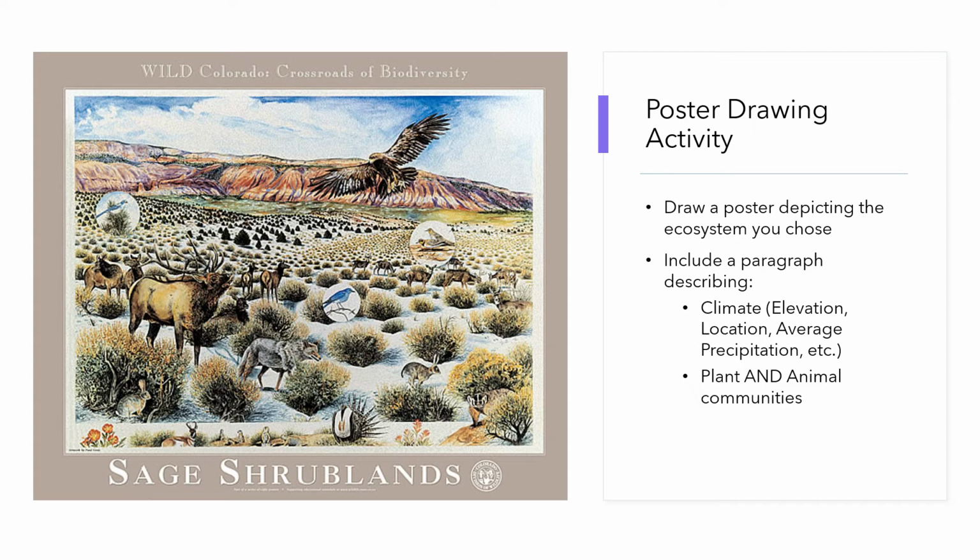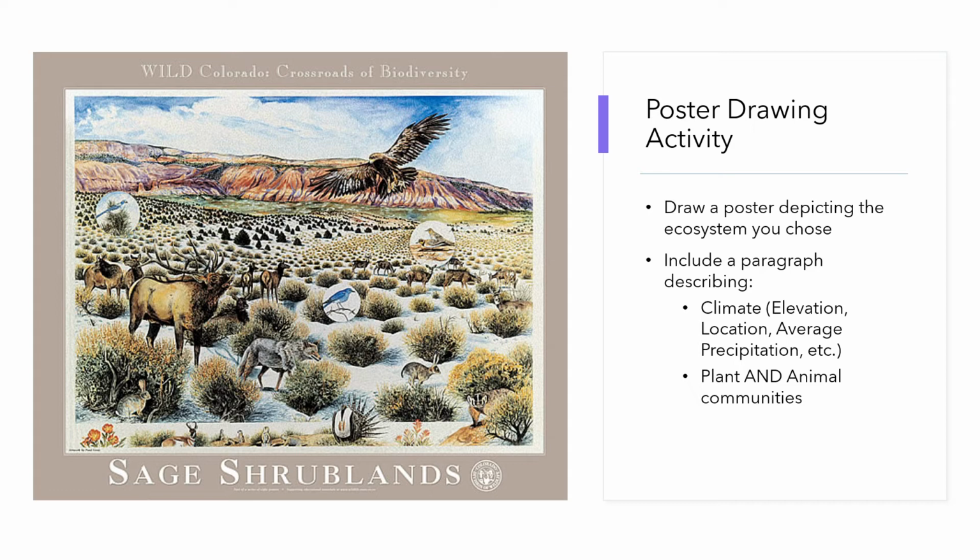In addition to that, I want you to type up a little paragraph describing the climate. So, what's the elevation? Where is it located? What's the average precipitation? Those kinds of things. You can include more things like that. We learned about that with weather and climate. You can include any number of those things, within that: average snowfall, average humidity.